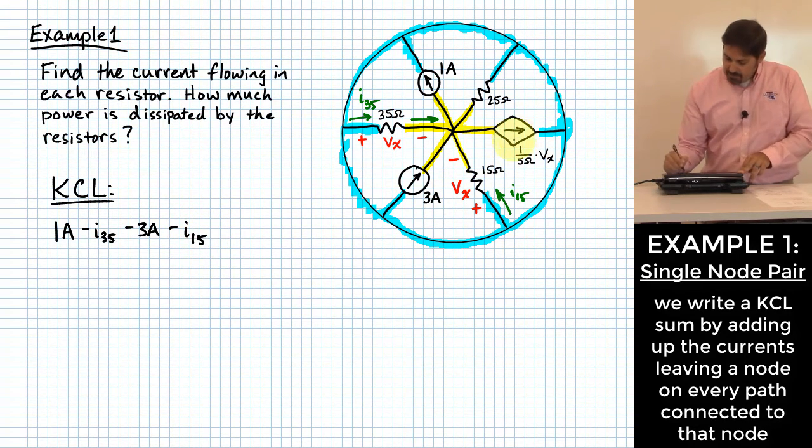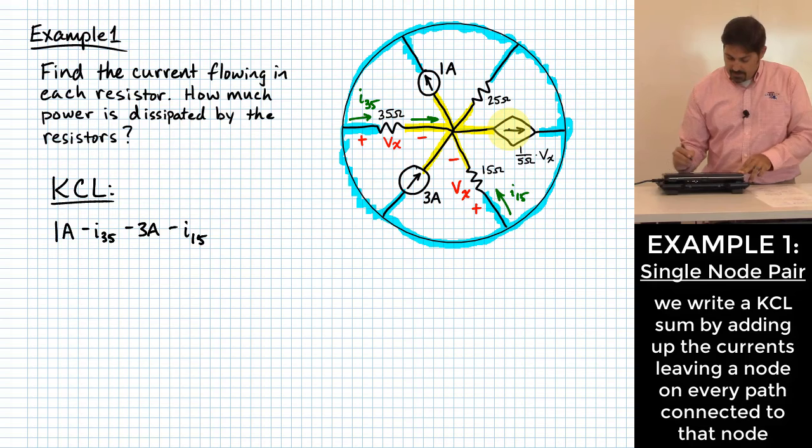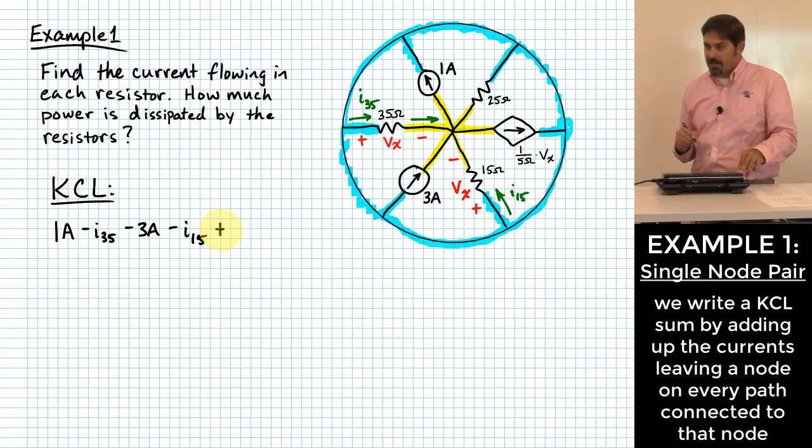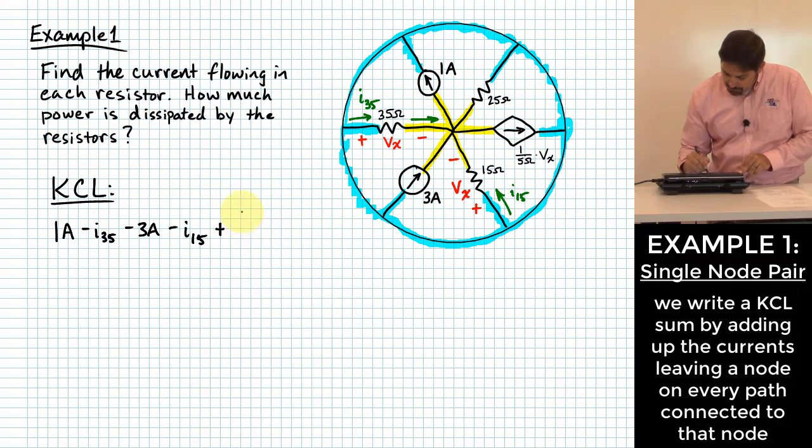Now what about the dependent source we are now around to? It looks like it's leaving, right? And so we'll count that as being plus. Leaving is positive, not entering. So plus 1 over 5 ohms times Vx.